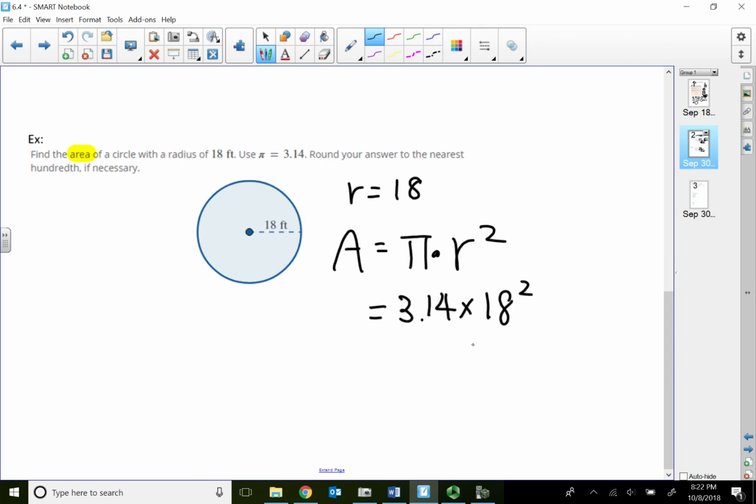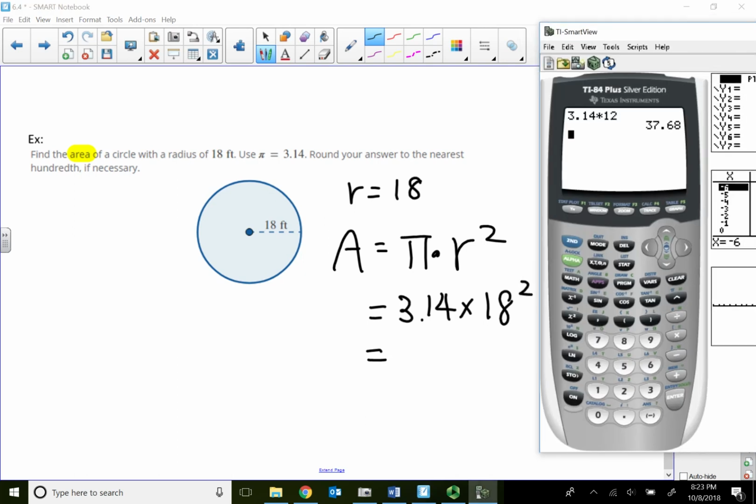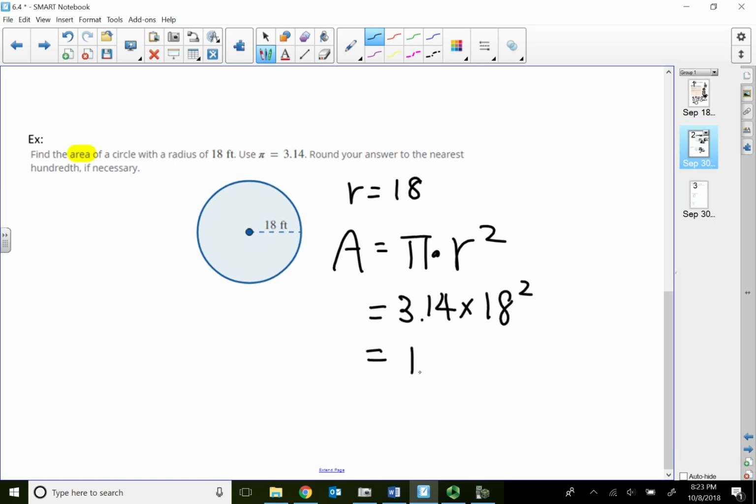In module 4, we used a little bit of exponent already, so let's go back and revisit. For the exponent, we have to use the caret key. So this problem is 3.14 times 18, raised to the second power. That will be 1017.36. Round to the nearest hundredth, so that's already on the hundredth. This time it will be square feet. I'm just writing out a notation for my answer. So we know we are dealing with area.